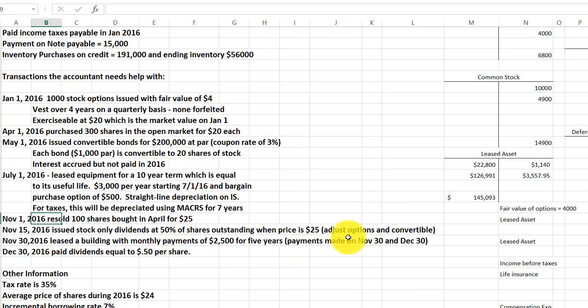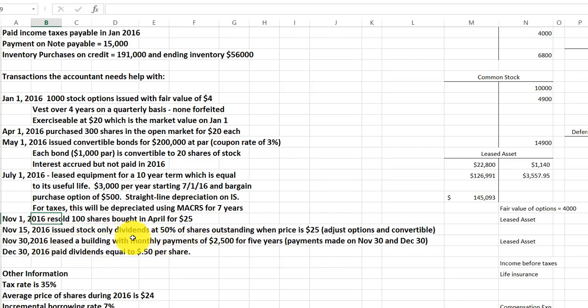Now it says to adjust option. What that means is when we look back at these convertible bonds, now they're convertible to 30 shares, exercisable at $30, which is market value. Okay, but that doesn't happen till November 15th.